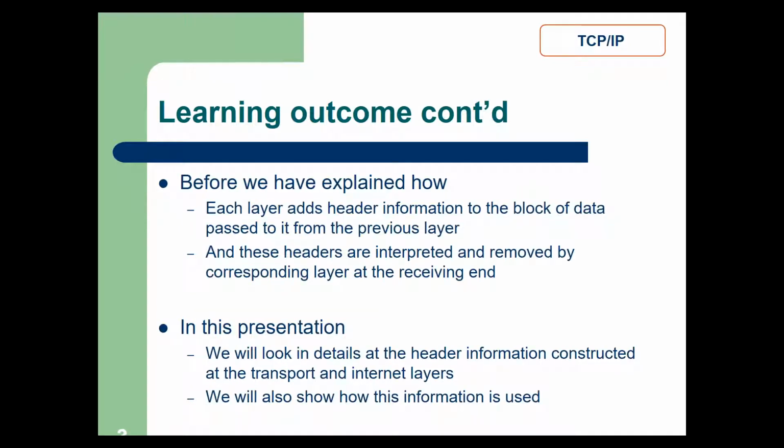As I've already told you, we have already covered this protocol stuff, and each layer adds header information to the block of data passed to it from the layer above it. So whatever data is there in layer 5 would have a header attached to it in layer 4, and that header plus layer 4 data, when it goes to layer 3, will have the layer 3 header attached to it. That we have already covered.